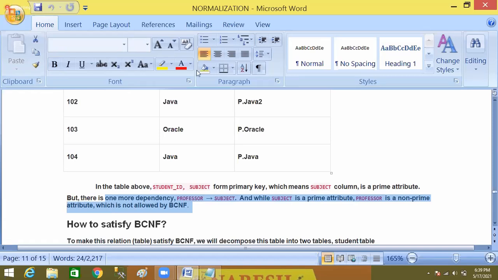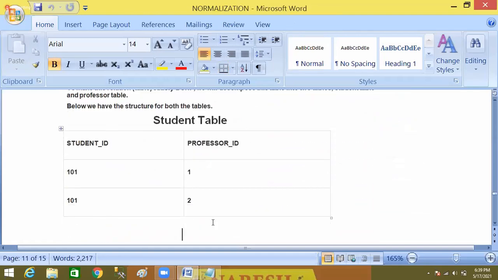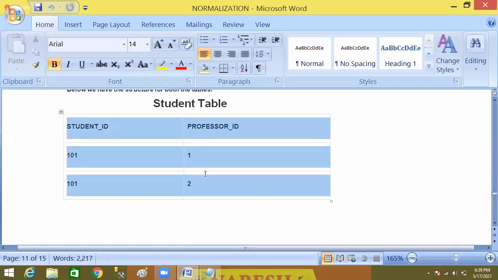So how do we satisfy BCNF? Let's come out and see. I designed one more table here, a student table. In the student table, student ID and professor ID are the two columns I have taken.